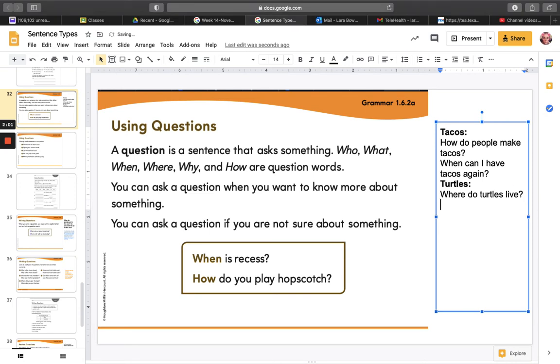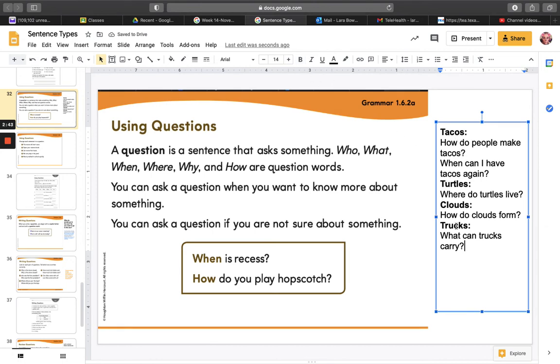My next topic might be clouds. Clouds. Okay, what's a question I could ask about clouds? I might ask, how do clouds form? That's a good question. How do clouds form? Okay, my topic is trucks. Okay, that's an interesting topic. What's something I could ask about trucks? I might ask, what can trucks carry? And I'm going to put a question mark.